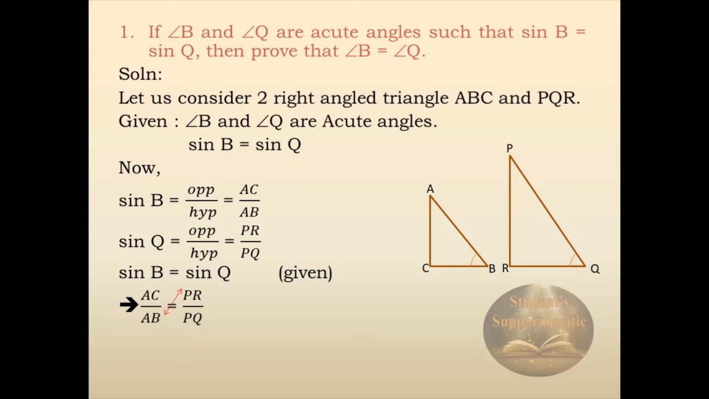Just cross multiplying and replacing the values, it becomes AC by PR is equal to AB by PQ. That is equal to, we will consider some value K. K is a constant value. We have already seen here the ratios of AB, PQ and AC, PR. Now we will find the values for BC and QR.